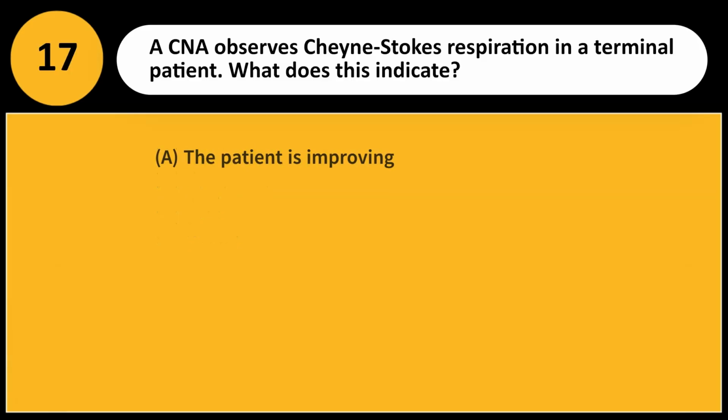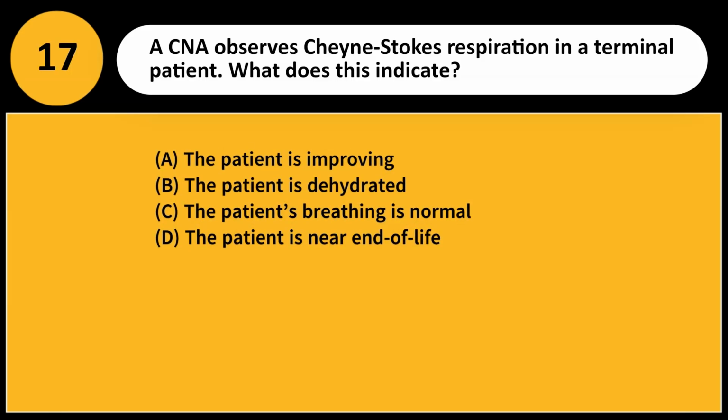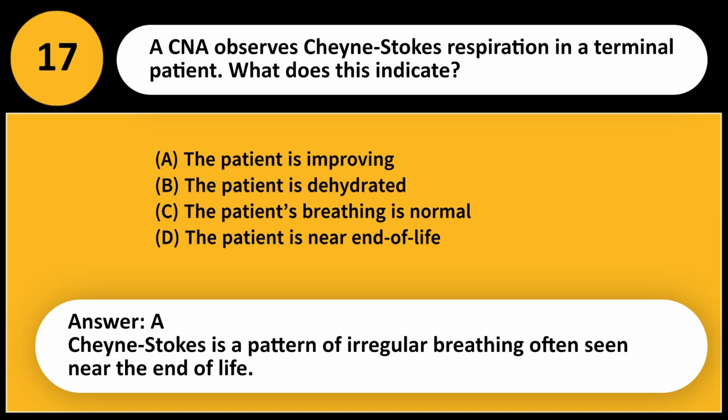A CNA observes Cheyne-Stokes respiration in a terminal patient. What does this indicate? A. The patient is improving. B. The patient is dehydrated. C. The patient's breathing is normal. D. The patient is near end of life. Answer A. Cheyne-Stokes is a pattern of irregular breathing often seen near the end of life.